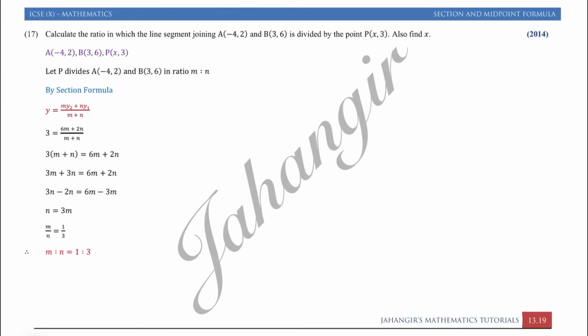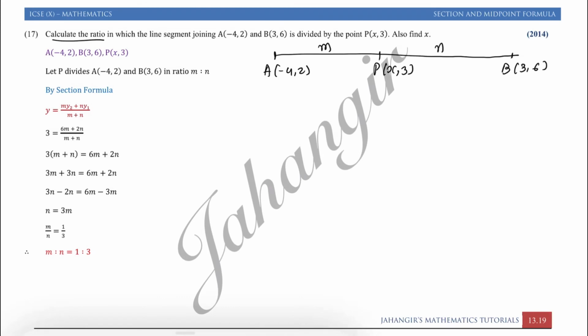Calculate the ratio. Question number 17. Calculate the ratio in which line segment AB is divided. Let us draw line A, minus 4 comma 2, B is 3 comma 6, and P is a point which is x comma 3. It's divided in the ratio of m is to n. So here if you will see, this is x1 y1, x comma y, this is x2 comma y2.